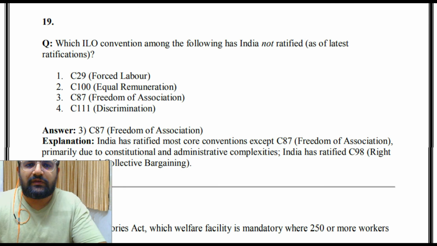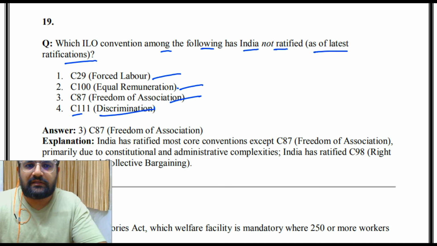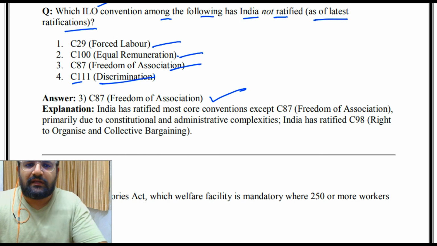Which ILO convention among the following has India not ratified as of latest ratifications? तो C29 forced labor, C100 equal remuneration, C87 freedom of association, और C111 that is discrimination. This is International Labour Organization. ठीक है, ILO. तो C87 that is freedom of association. India has ratified most core conventions except C87 freedom of association, primarily due to constitutional and administrative complexities. India has ratified C98 right to organize and collective bargaining.